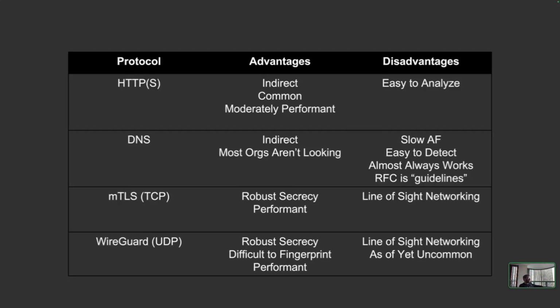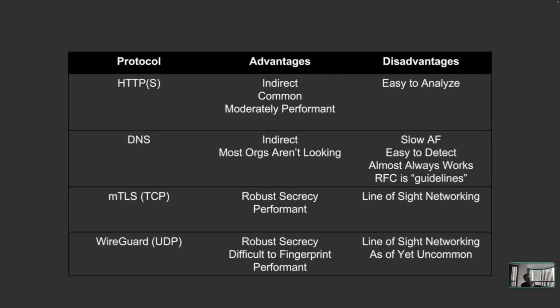So mutual TLS and WireGuard are great options, but they do require line of sight networking. Depending on the environment that you're operating in, they may not be the best choice. WireGuard is pretty awesome, though. It's very performant. It's very difficult to fingerprint. We'll talk a little bit more about that later. So it's a really great option if you can implement it. It's not a very common protocol yet, at least, but it's becoming more and more common as it displaces more traditional VPN protocols.